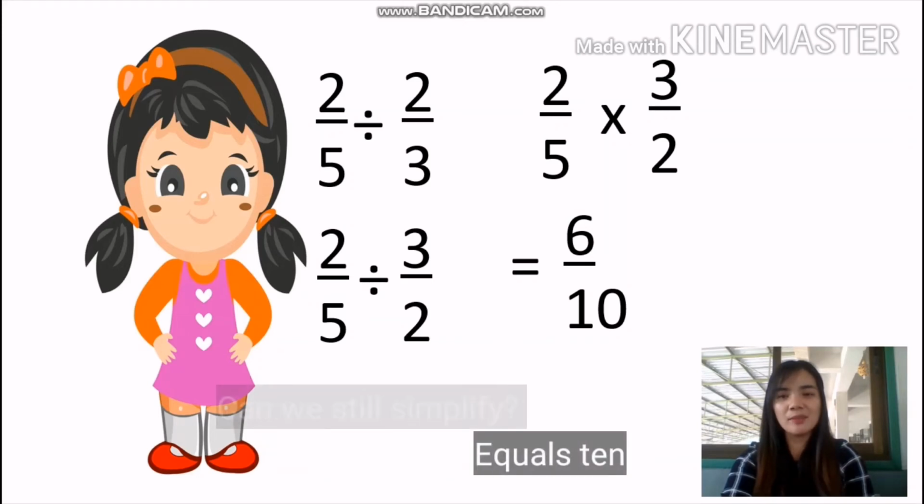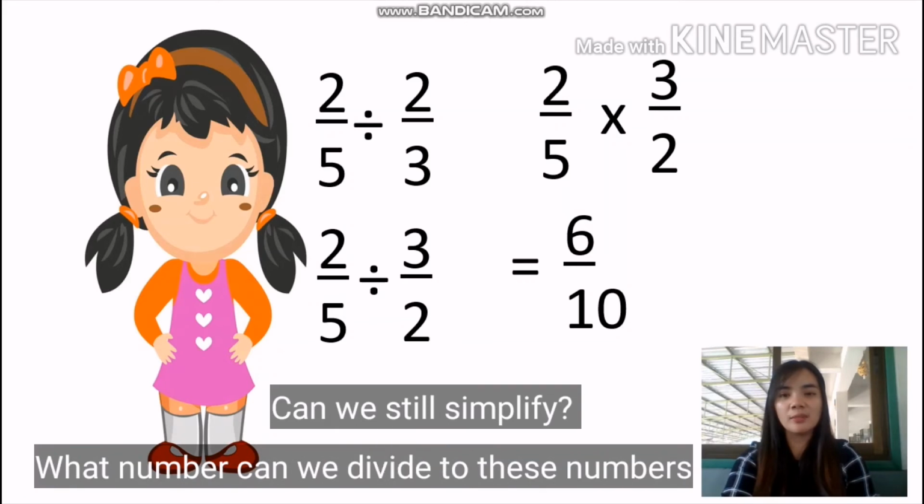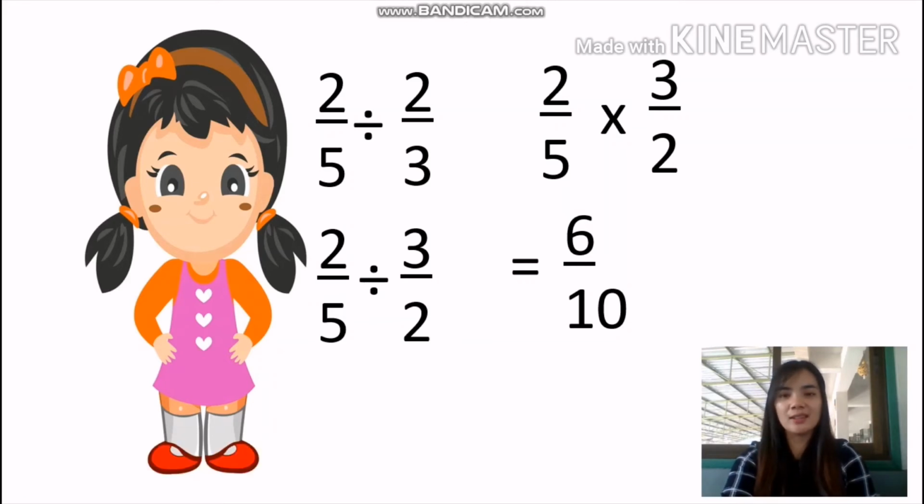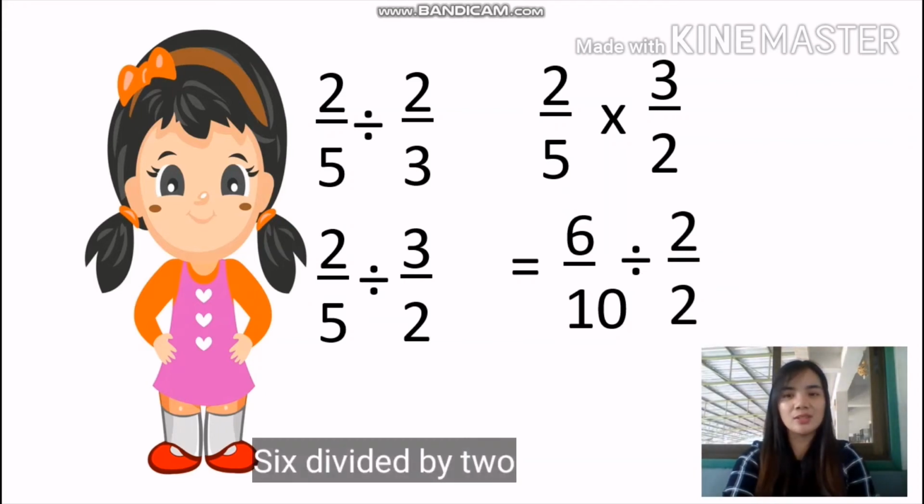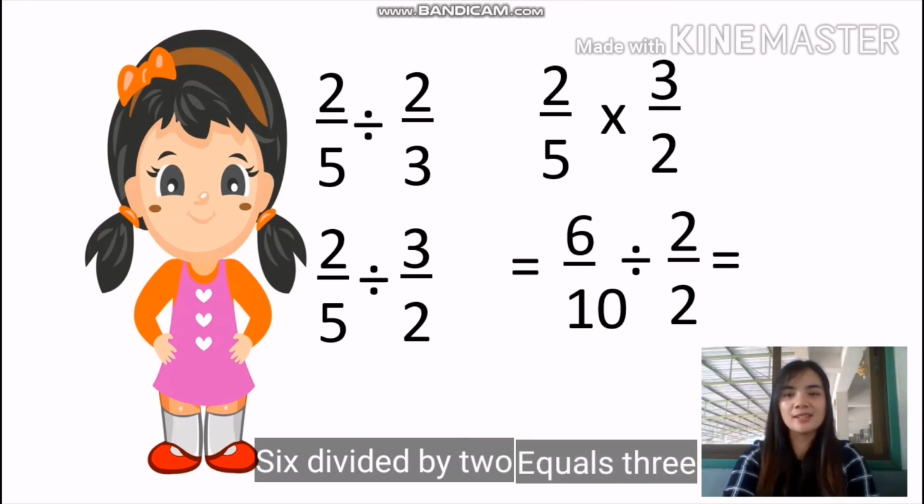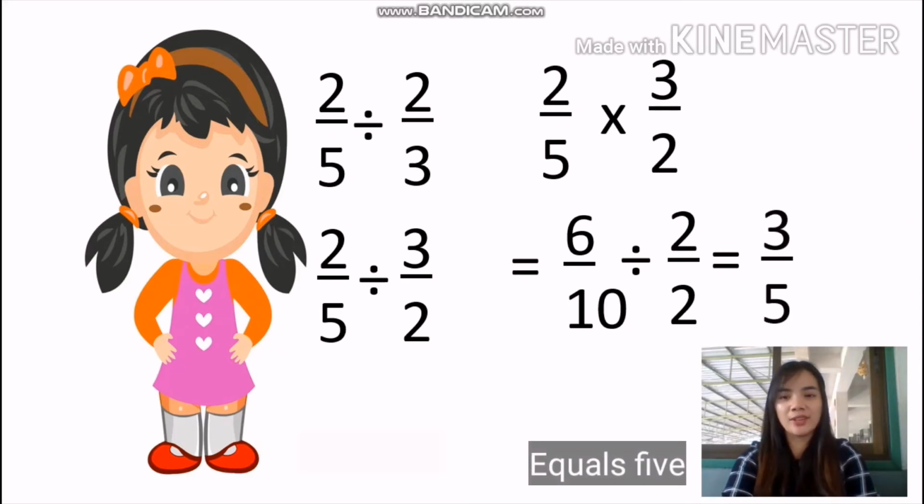Can we still simplify? Yes. What number can we divide 6 and 10 by? It is 2. Very good. So what is your answer? 6 divided by 2 is equal to 3. And then 10 divided by 2 is equal to 5. So our answer would be 3/5.